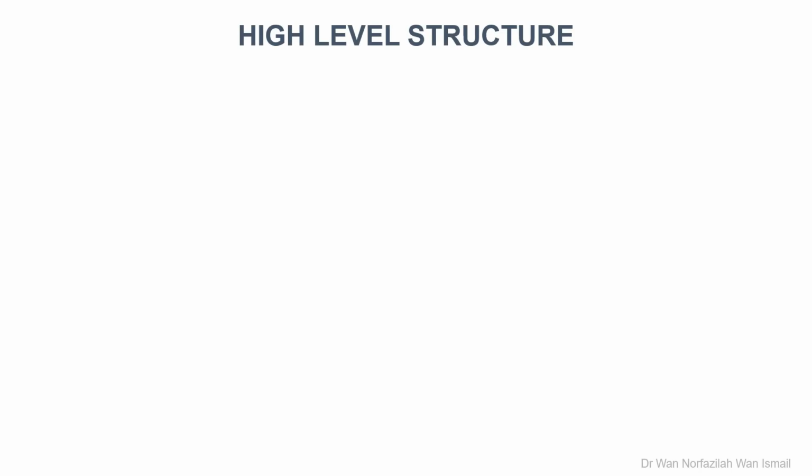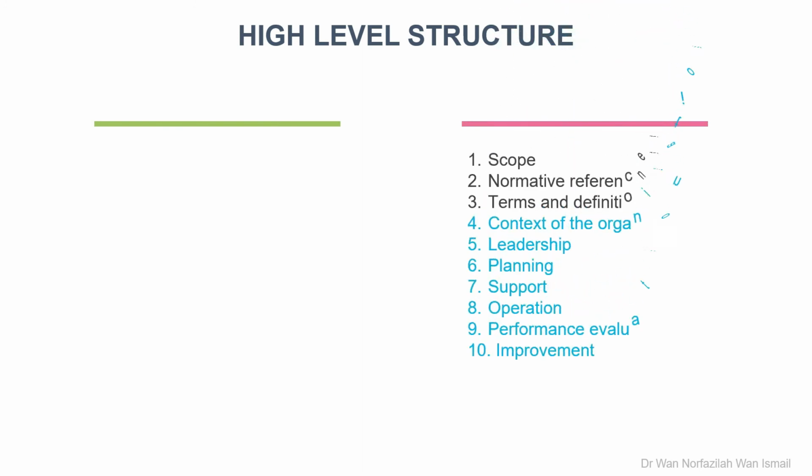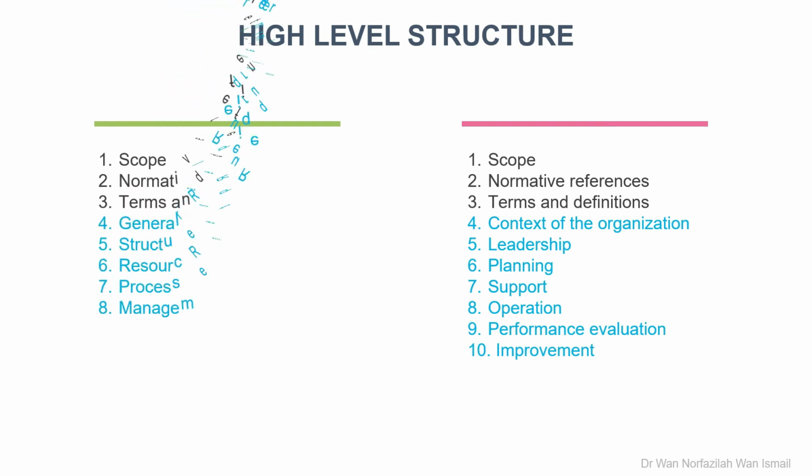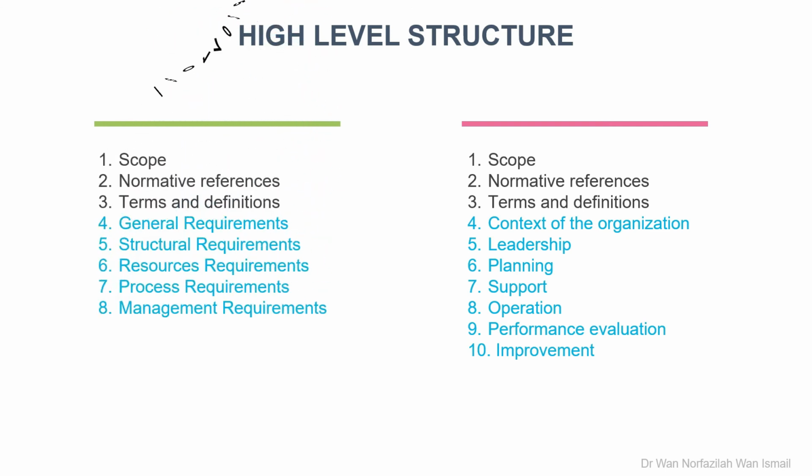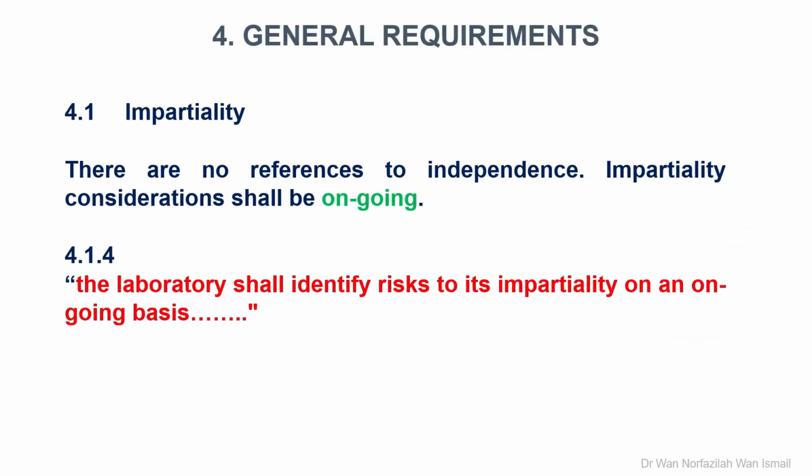In this chapter, we will only focus on the clauses that are not covered in ISO 9001-2015, Chapter 1 until 4, such as resources requirements, which have been discussed in Clause 7, support, process requirements, which is similar to Clause 8, operation, as well as risk-based thinking. Let's start with Clause 4, General Requirement, which highlights the impartiality.